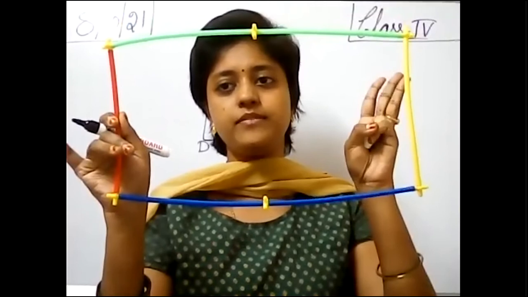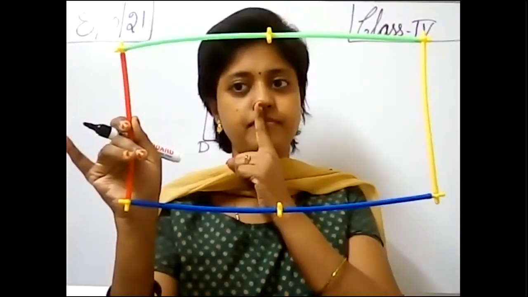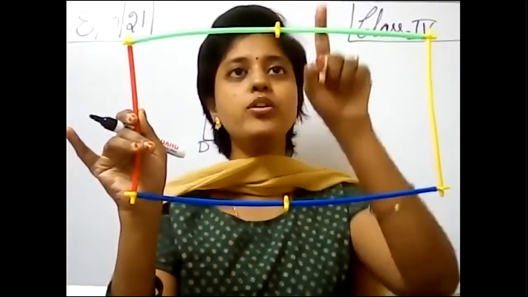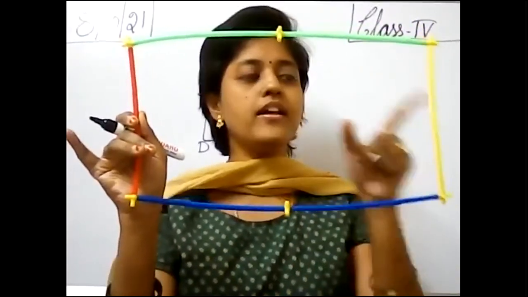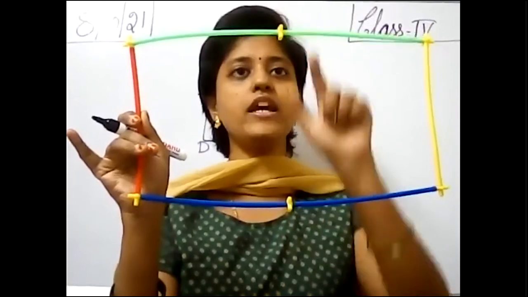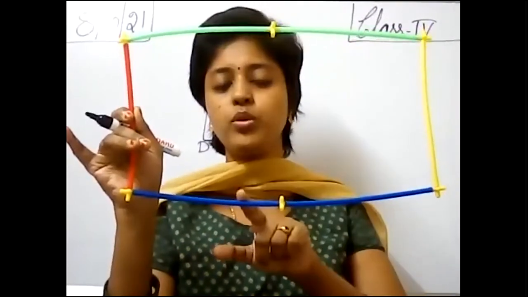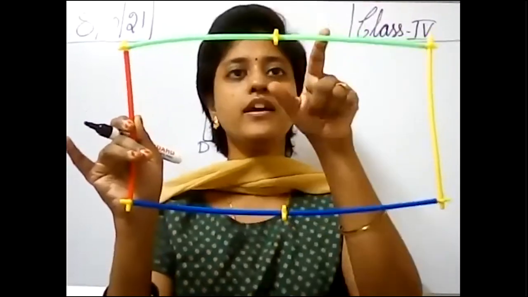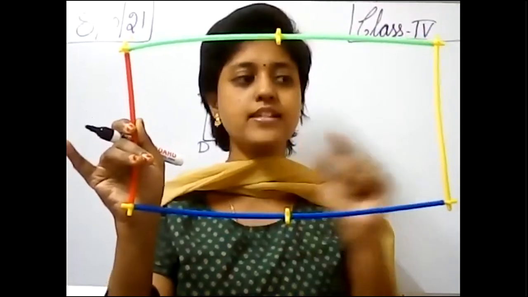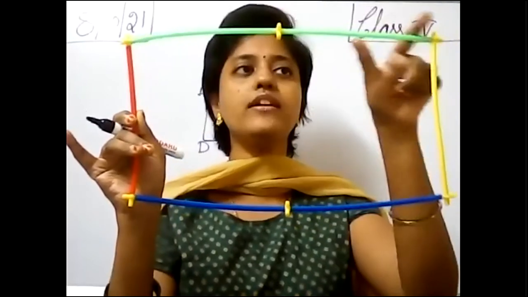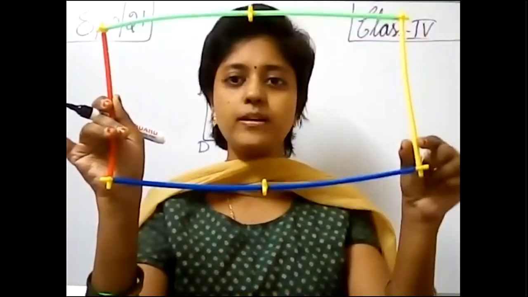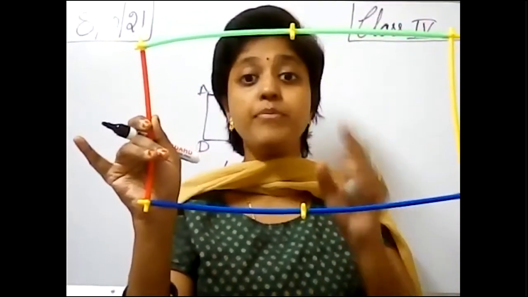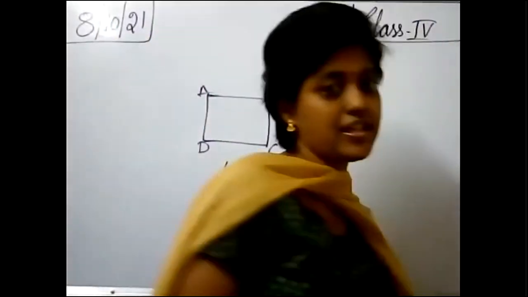Everyone should be in here. Okay? Children, in the rectangle, opposite sides are equal. Here, what are the sides? Green and blue, yellow and red. Yellow and red are equal. Green and blue are equal. So, children, this is called the length and this is called the breadth. Here, we will say length and breadth because we have opposite sides.